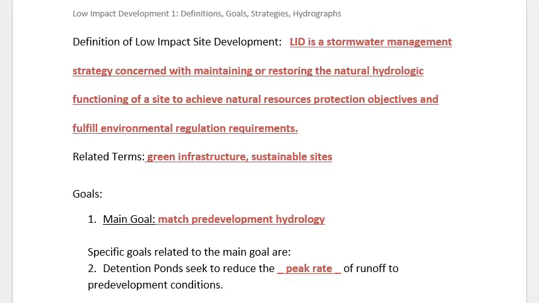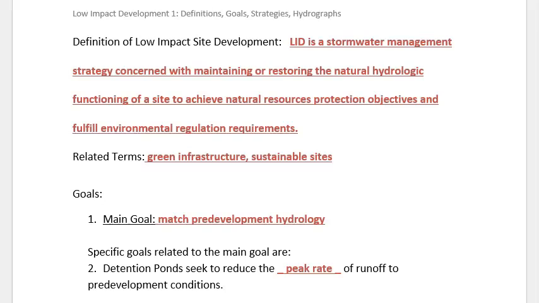This is much more wordy than the other ones, but I did want to get these definitions in front of you. So the definition of low impact site development, LID, low impact development, is a stormwater management strategy. So it sounds like a very general word. We're talking about stormwater. We're concerned with maintaining or restoring the natural hydrologic functioning of a site to achieve natural resources protection objectives and fulfill environmental regulation requirements. So you see the word natural in there a couple different places. So we're trying to make it more natural. And as I said in the very opening along the creek there, it really is the law in most places that we have to try as much as possible to make it natural.